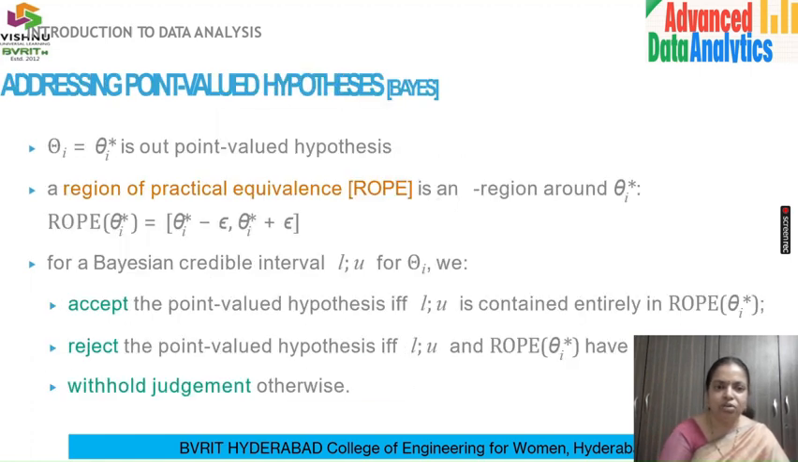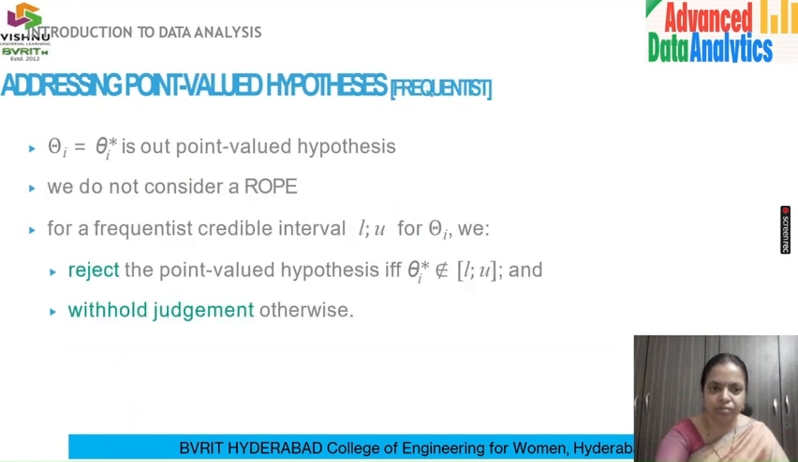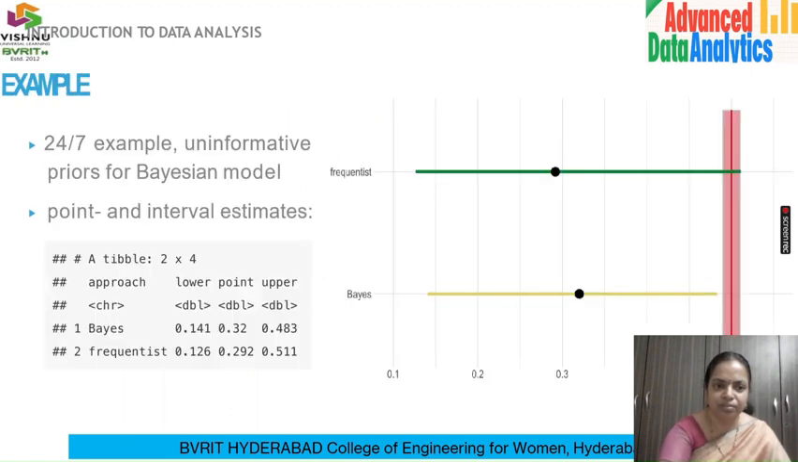And whenever we want to find a point value on the hypothesis, okay, then we can find the practical equivalence of the value and the region of our required accuracy value. So based on that we can find our hypothesis value, and based on that we can accept the hypothesis or reject the hypothesis. So this is also based on the ROPE value. We can either reject or withhold the judgment.